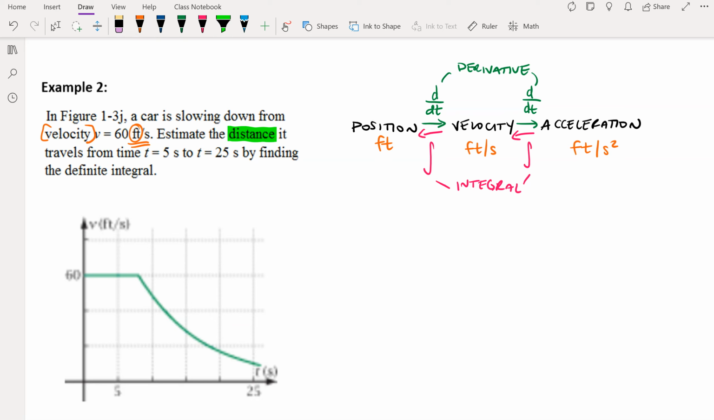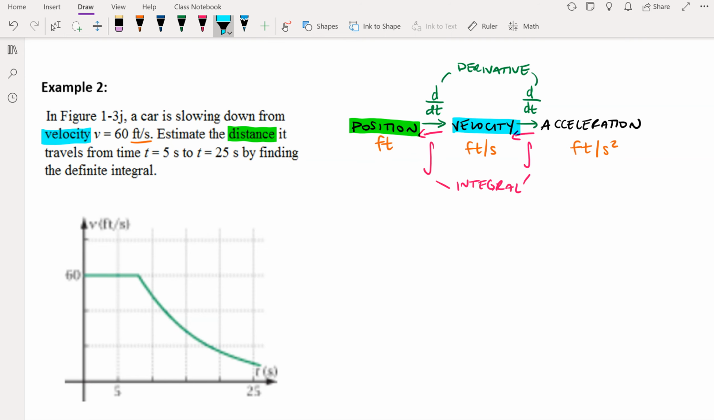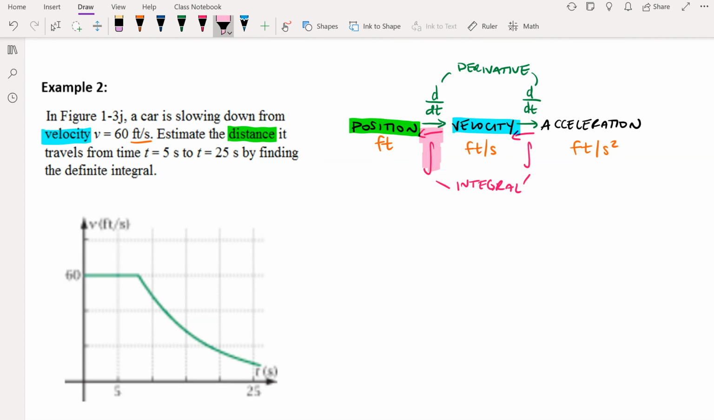Okay, so what are we trying to get to? We're trying to get to the distance. And distance units are feet. We're trying to get to the position. The distance has feet units. So what do we need to do? We're starting with velocity, and we need to go to position. We need to take an integral. To go backwards from velocity to position, you take an integral. So what do we do? We find the area.